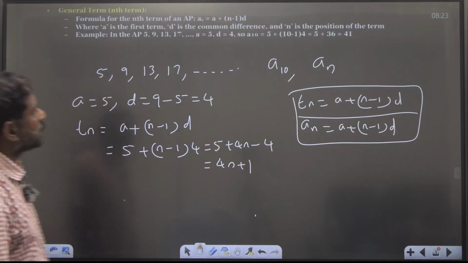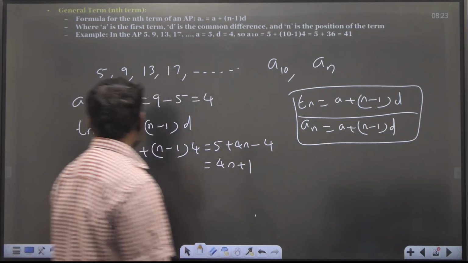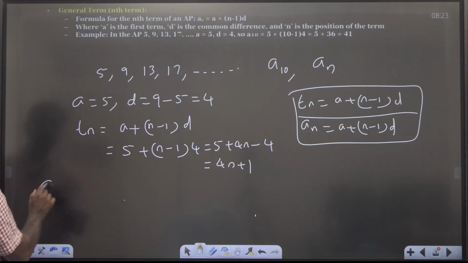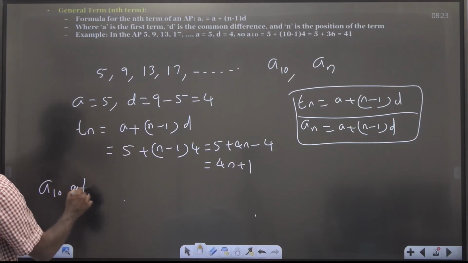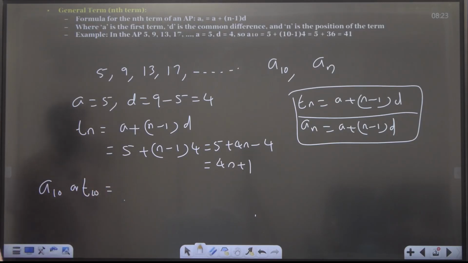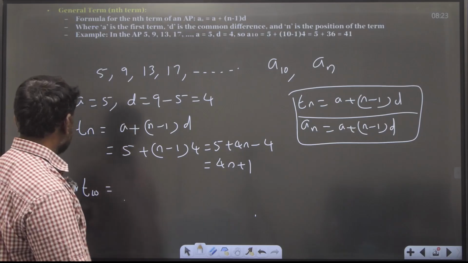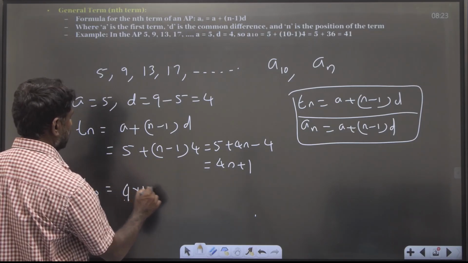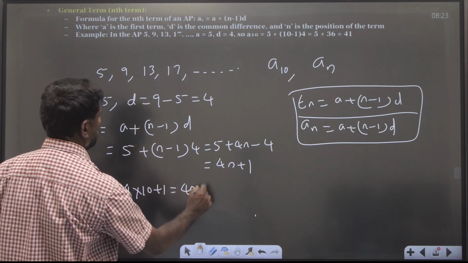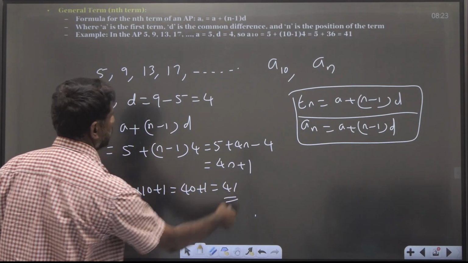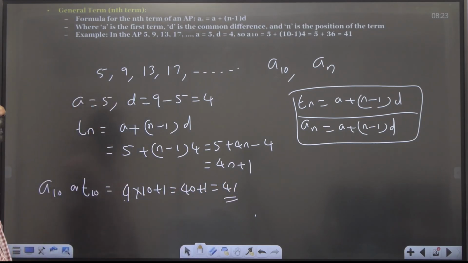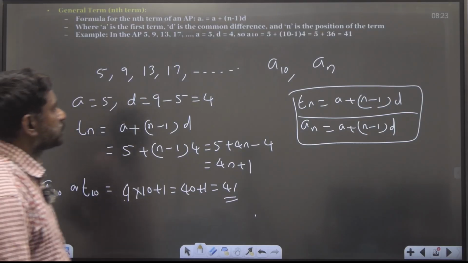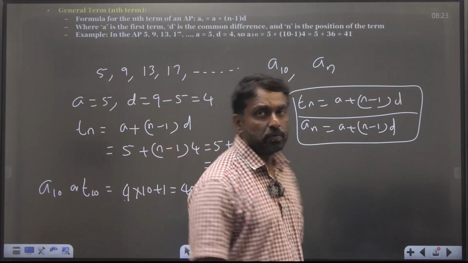Suppose we have to find out a10 or t10. That is equal to, you substitute 10 in 4n plus 1, that is 4 into 10 plus 1, that is 40 plus 1, 41 is the answer. This is the method. Okay, we will do more questions later.